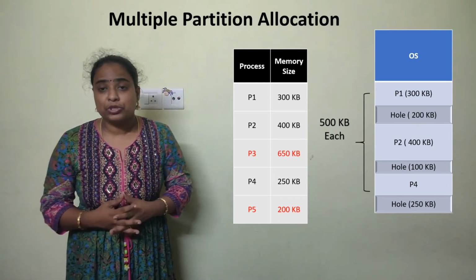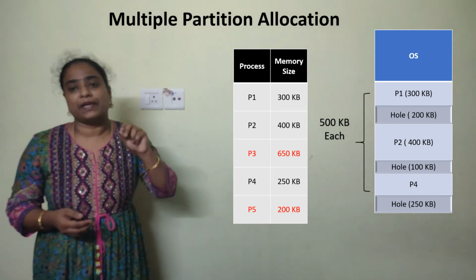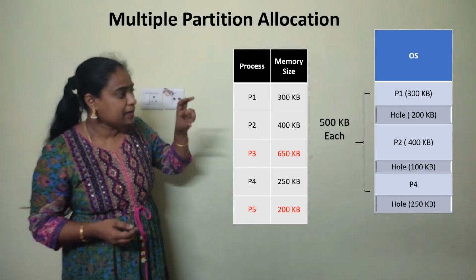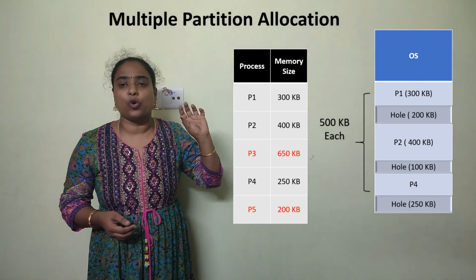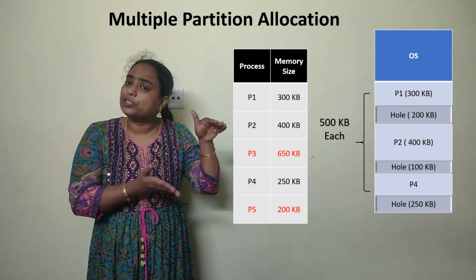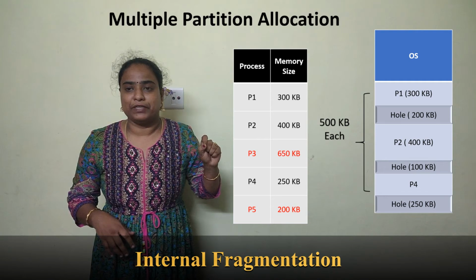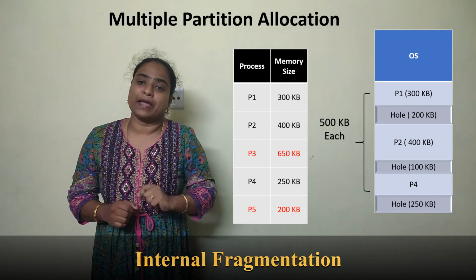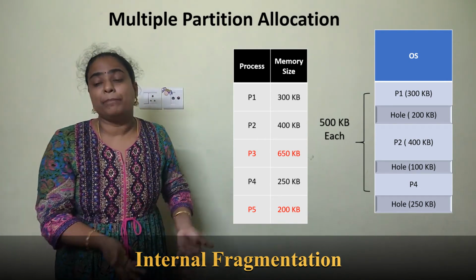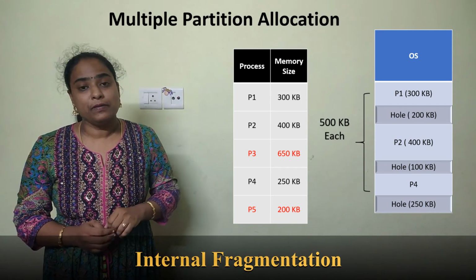And the other issue is if the process occupies only part of the partition, that is, out of 500 KB, only 400 KB is occupied, the remaining memory will be left unused. We cannot do compaction here. So we call it internal fragmentation. We call it internal fragmentation because the memory is completely allocated to a process and it cannot be used by any other process. In multiple partition algorithm, we have internal fragmentation.